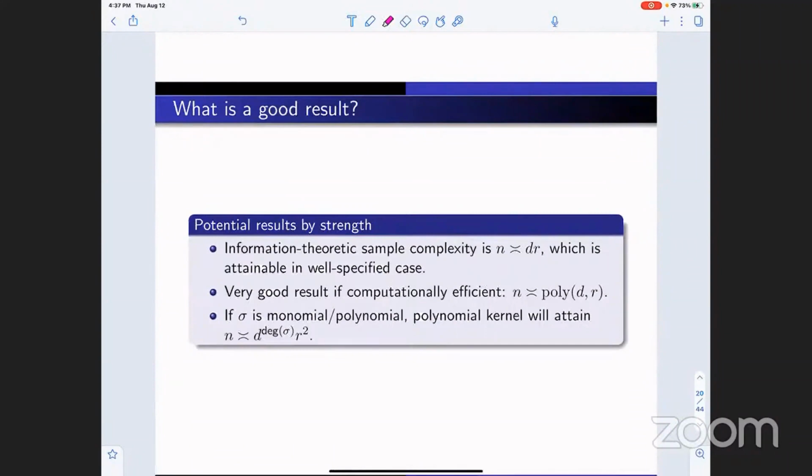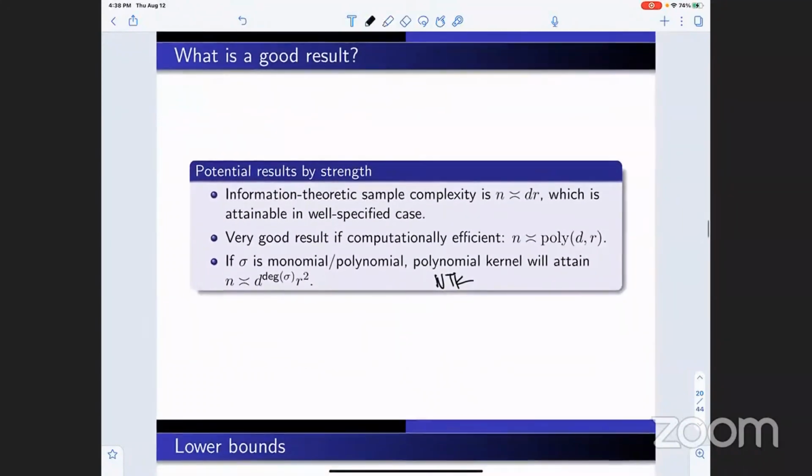So a very, very good result, if you can do it computationally efficiently, would be poly in d and r. Okay. So now let's look at a simple case. If the activation were a monomial or polynomial, you could do this with a polynomial kernel in d to the degree of the activation times some poly r factors. And this is sort of what NTK would do. NTK's behavior essentially is the same as that of a polynomial kernel. It's not too much difference.